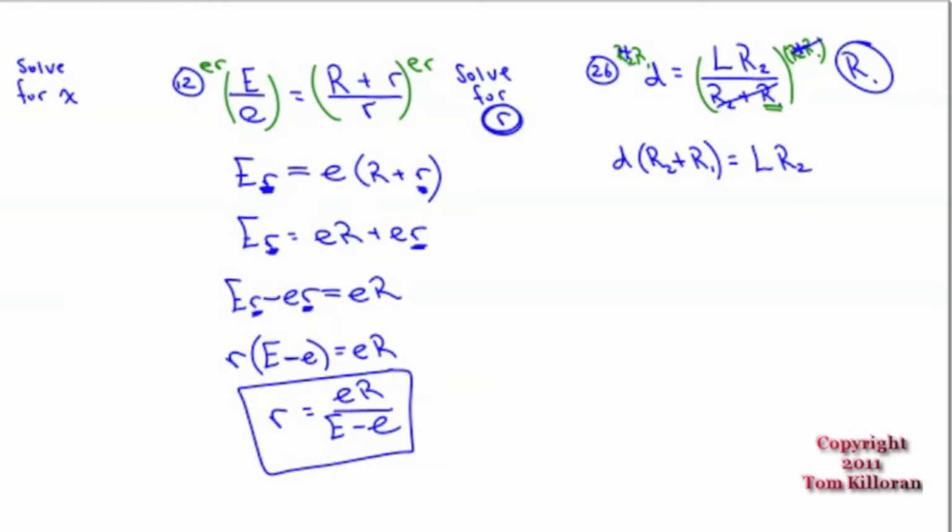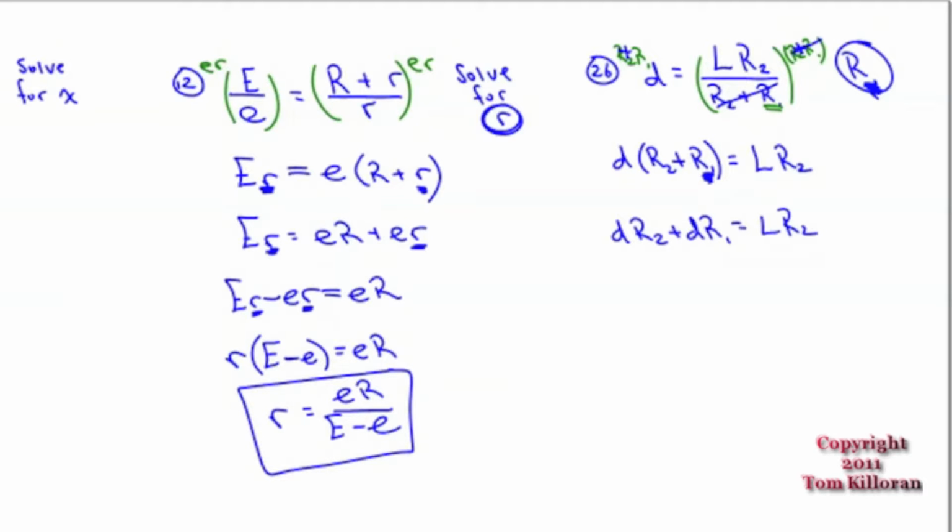LR2. Again, go back to this and say, oh, that's what I'm solving for. Because sometimes you'll start working it and you'll forget what the heck you're trying to do to begin with, and you'll go in circles. So go back here, you're trying to solve for R1. R1 is right here. What do I need to do? Distribute. So you get DR2 plus DR1 is equal to LR2.